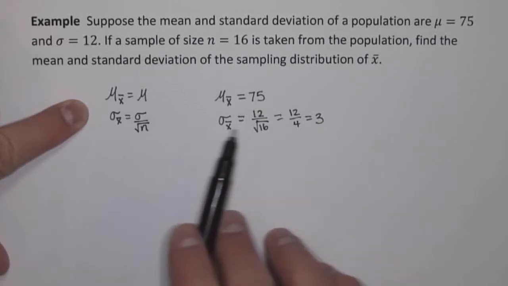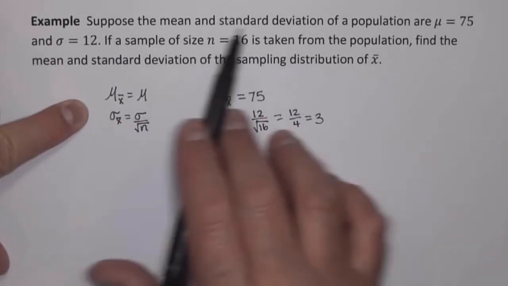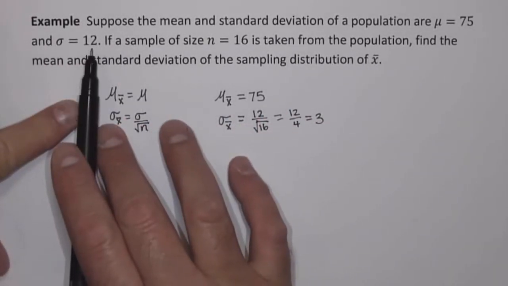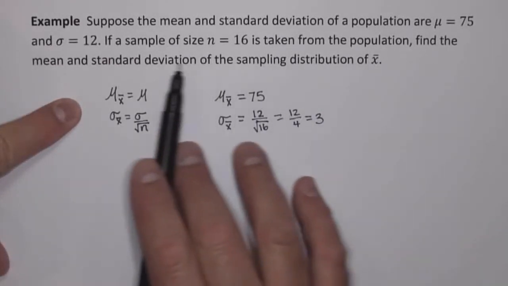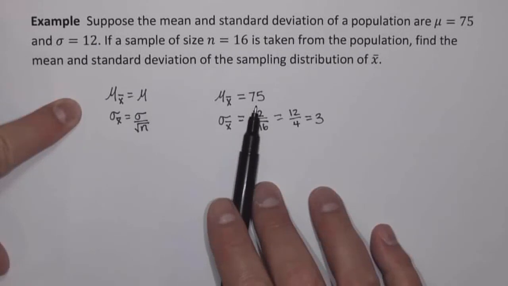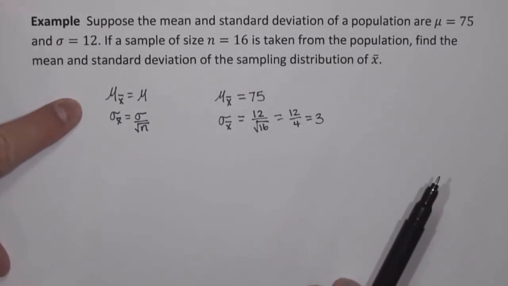So again, we have our underlying population, which has a mean of 75 and a standard deviation of 12. Our sampling distribution, which comes from that population, will have a mean of 75, but its standard deviation will be 3.